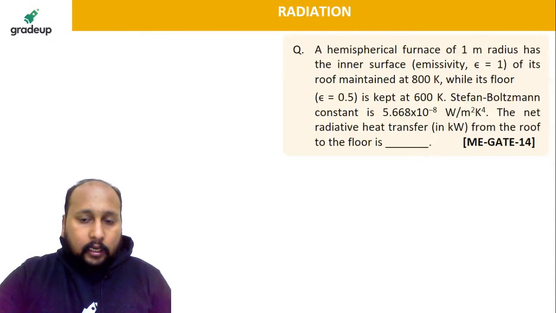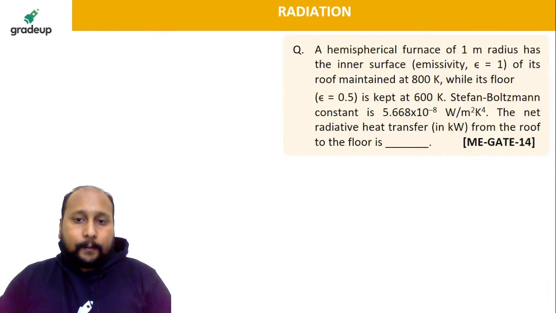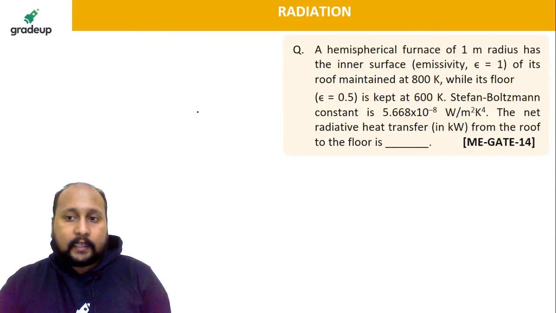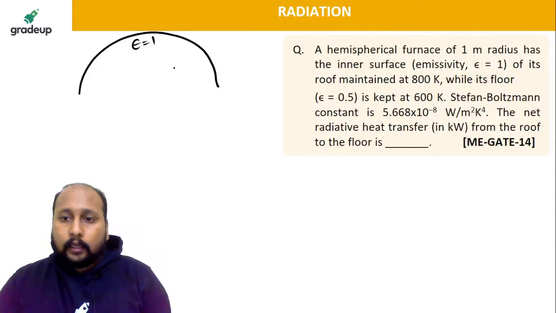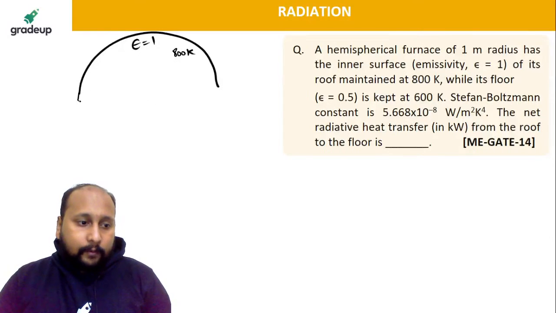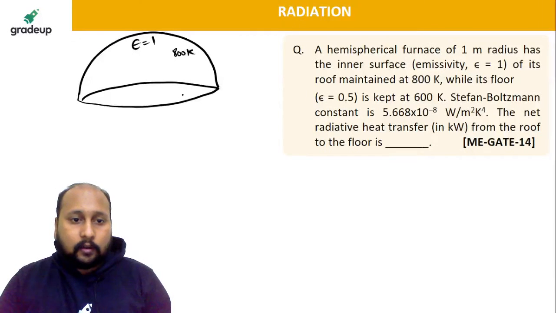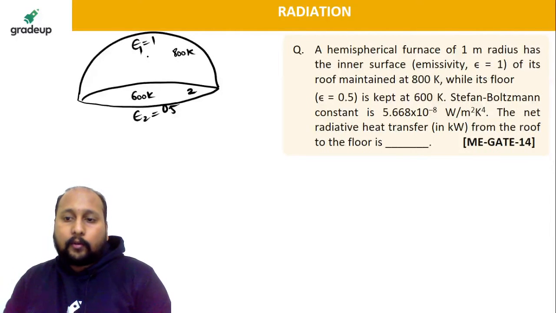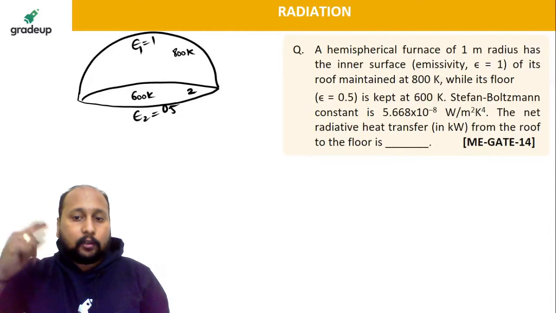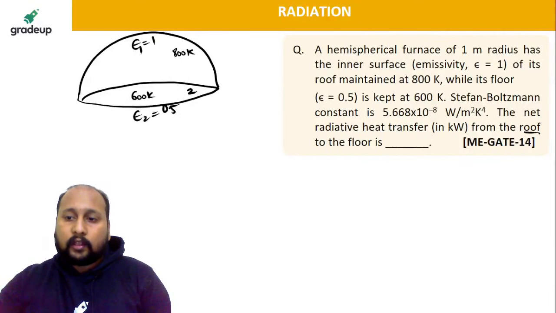Now let's see who will respond quickly. We are having a hemispherical furnace of radius 1 meter, with inner emissivity equal to 1. Its roof is maintained at 800 Kelvin, while the floor, that means a flat surface, which is your surface number 2, is kept at 600 Kelvin and whose emissivity, let us say E2, is equal to 0.5. You have to tell me what is the net heat exchange between the two surfaces, that means from the roof to the floor.